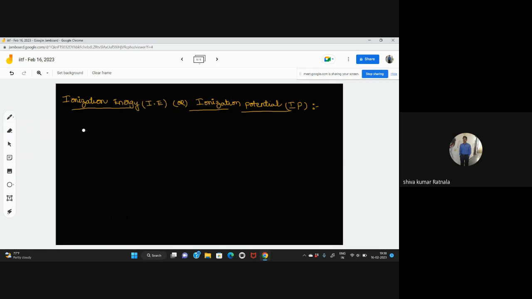Now see, generally what is ionization potential? Ionization potential, or ionization energy, means... remember very clearly how we can define it and what we are going to get.